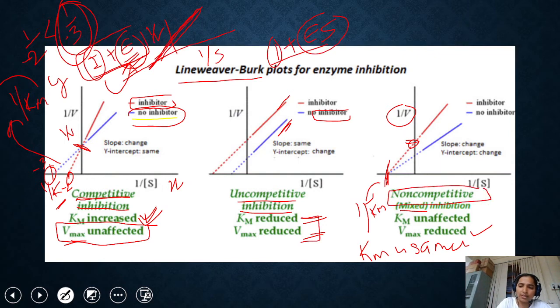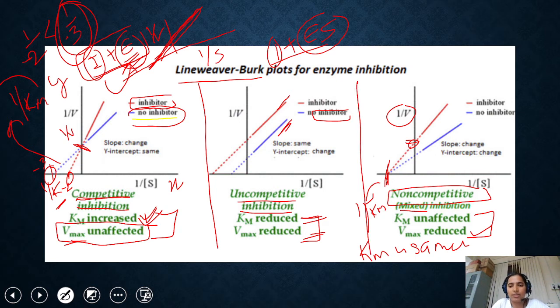These two parameters you can learn, but you have to understand how they change in all three types of inhibition, because this is really important and I want everyone to understand this concept. So if there is any query, then please ask.